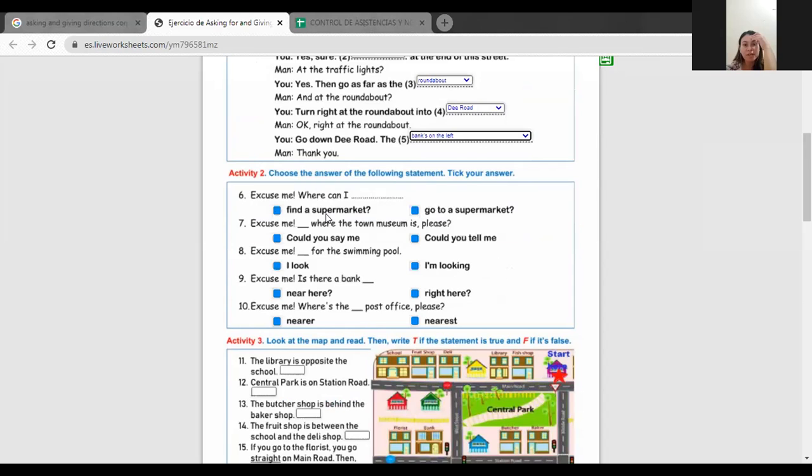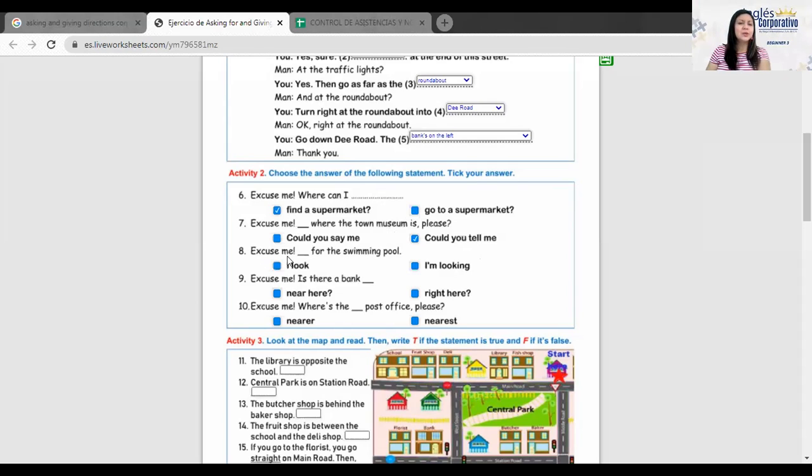Where can I find a supermarket? Exactly. Where can I find a supermarket? Okay, number seven. Excuse me. Could you say me, or could you tell me where the town museum is, please? Could you tell me? Ese es el que usamos correctamente. Could you tell me where the town museum is, please?